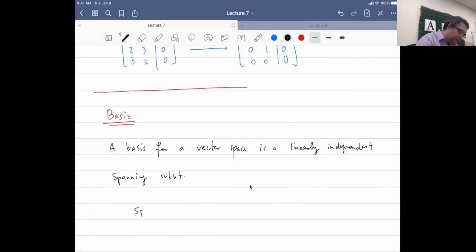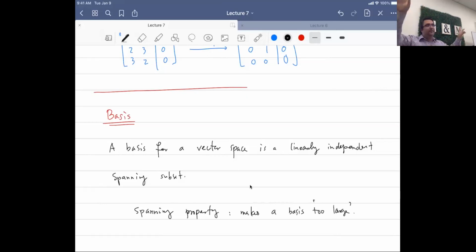So the spanning property makes a basis somehow too large, right? Because to be a spanning set for a vector space, it means you should have enough vectors in it, right? So you would not run out of any vectors when you generate all the linear combinations. So when you're searching for a spanning set, you're more worried about having enough vectors in it or not, right?